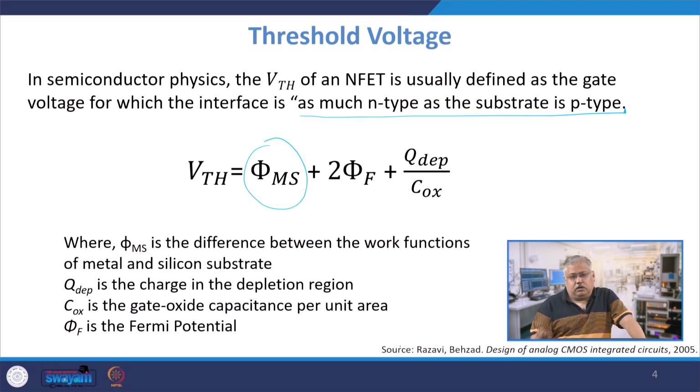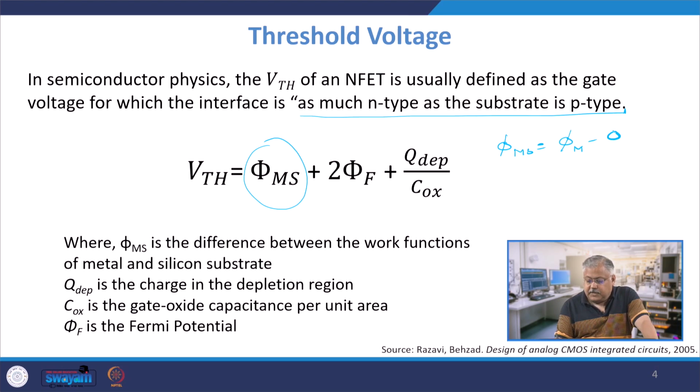What you can do, if you want to reduce the value of threshold voltage, is try to match the type of material with the type of silicon which you are using, such that the work function differences are reduced to the bare minimum. This is known as work function engineering in MOSFETs. If you make the work function of metal very close to the work function of semiconductor, then the difference between them is approximately equal to 0. So, we define phi ms as phi m minus phi s. So, this is the first part.